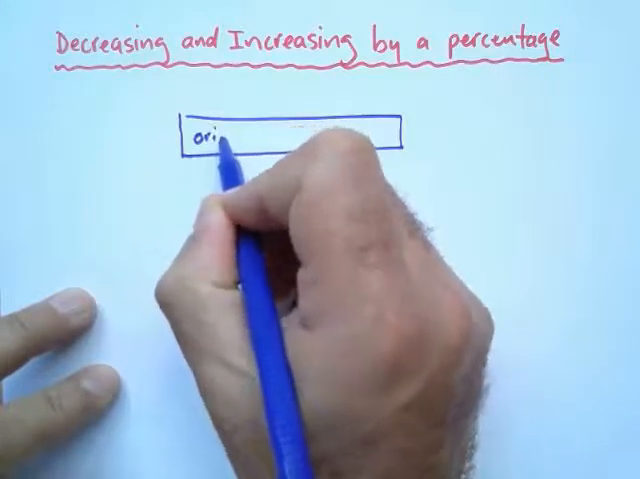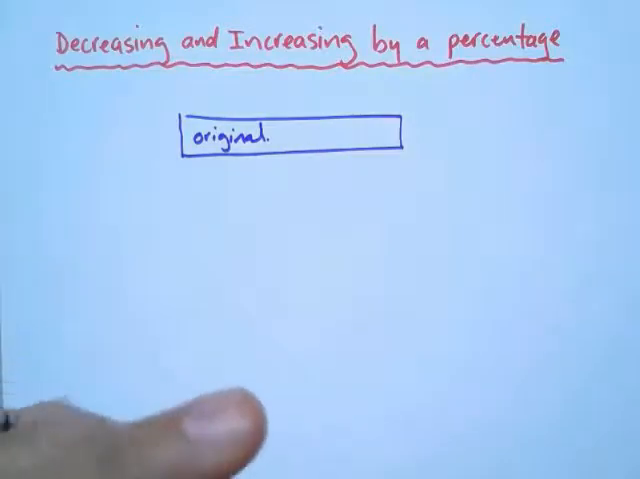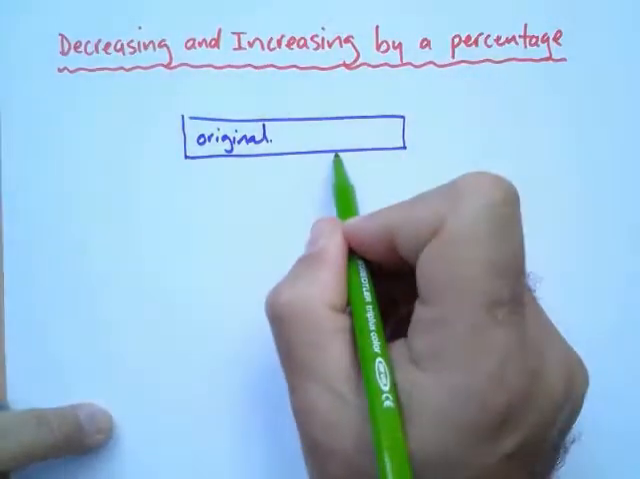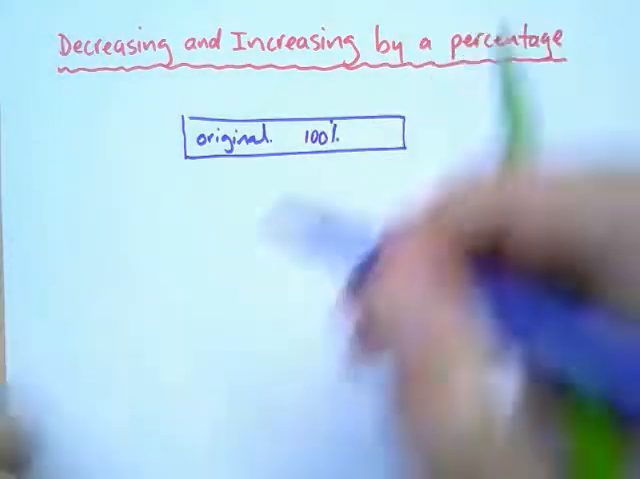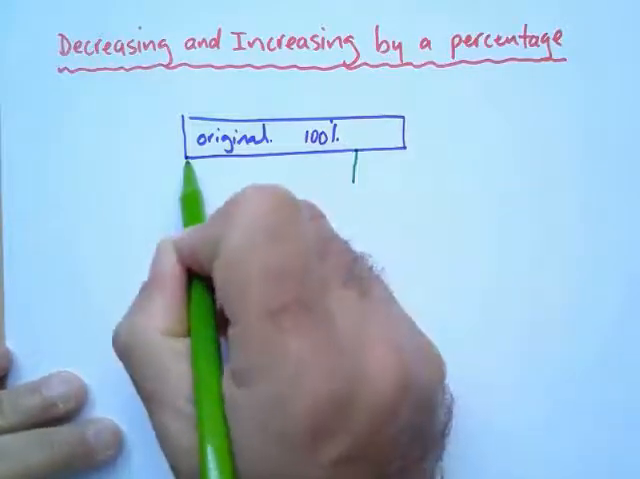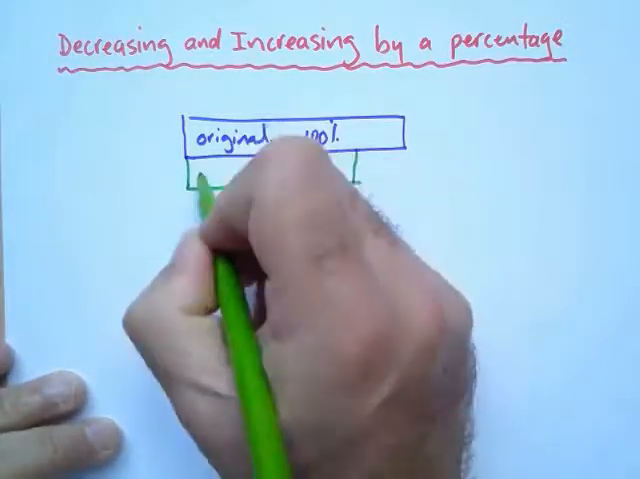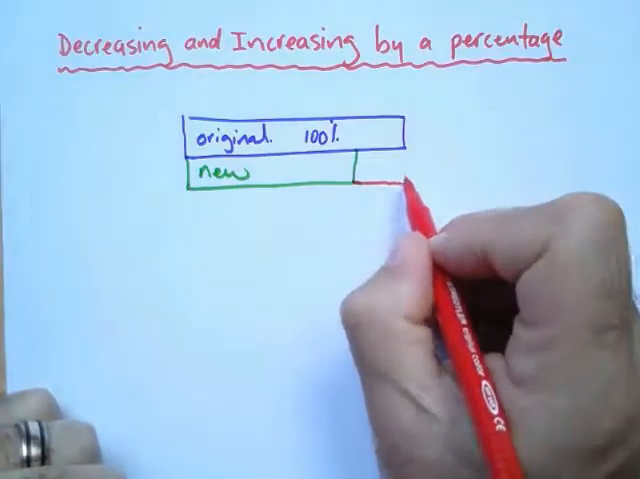my original amount, and there's a decrease, my new price will be less than my original. So my original, which was 100%, will then be less, which means my new amount will be less. This is my new amount, will be less than 100%. How did I get less?